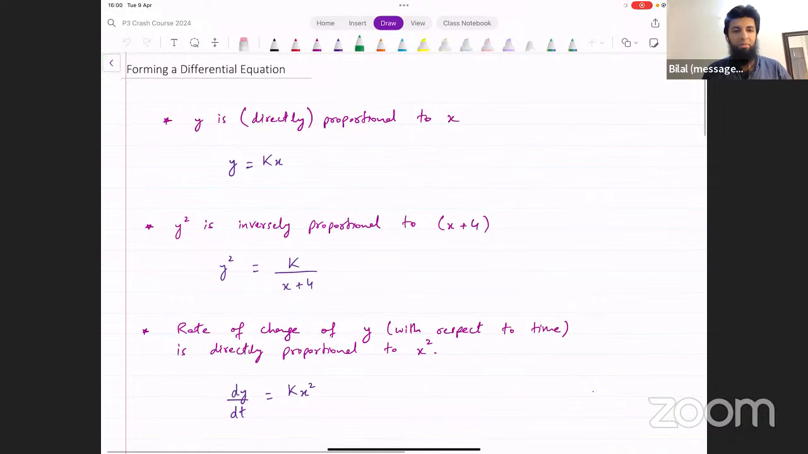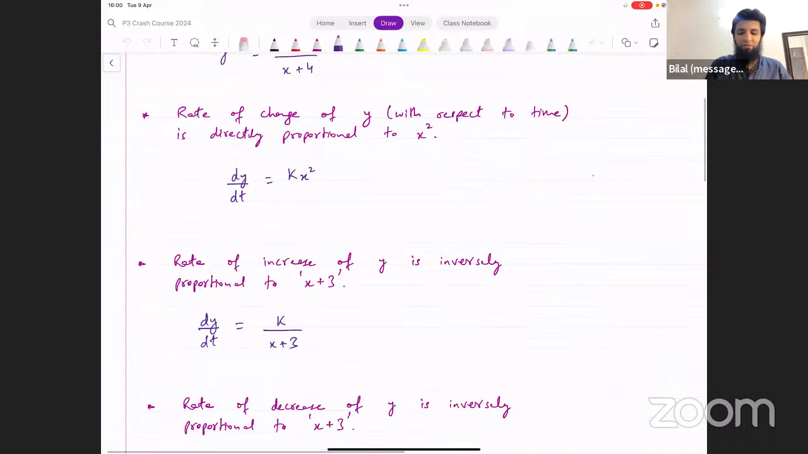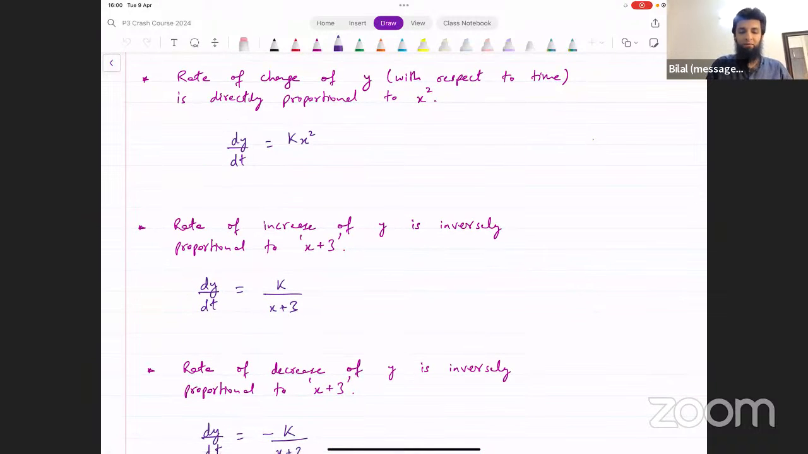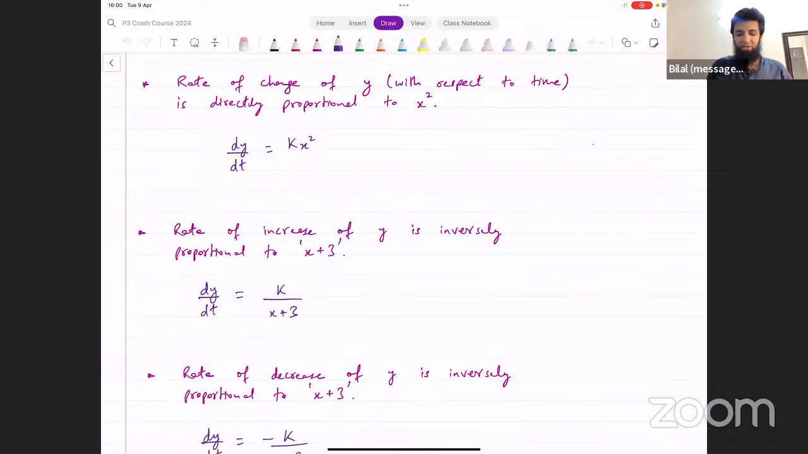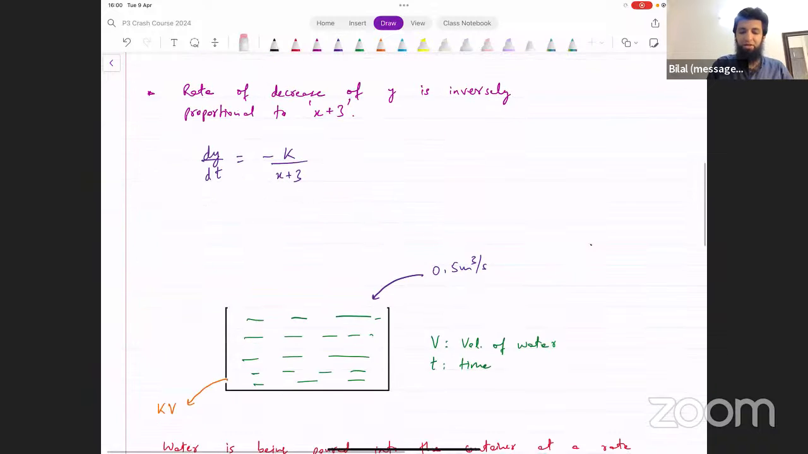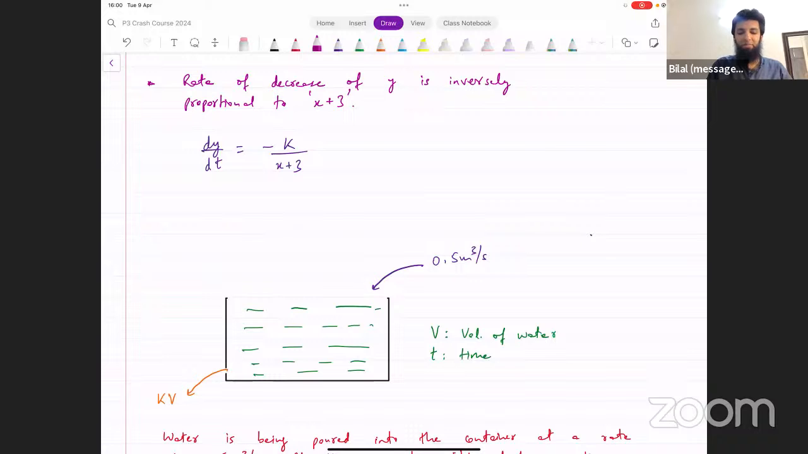Then in the last class, we talked about forming differential equations. Sometimes you have to make a differential equation yourself using the given information in the question. So it'll be like word problems. You need to understand how to convert each of these different statements to a mathematical form. For example, if it says rate of change of y is directly proportional to x squared, you could write something like this. If it says rate of decrease of y is inversely proportional to x plus 3, how do you write that? dy/dt equals minus k, minus because of the decrease, and then k over x plus 3. This is how you would use that.